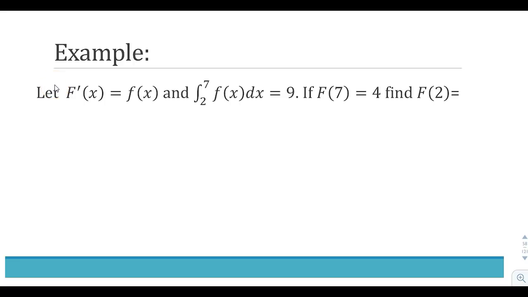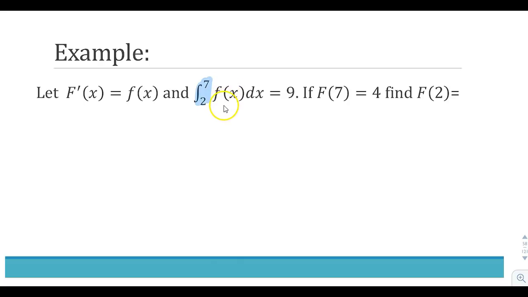Now let's look at a different type of example that involves the fundamental theorem of calculus. So let big F prime of x equal little f of x. And we know that the integral from 2 to 7 of little f of x dx is equal to 9. If the antiderivative big F of 7 equals 4, find F of 2. So notice that 2 and 7 are my limits of integration on the definite integral.